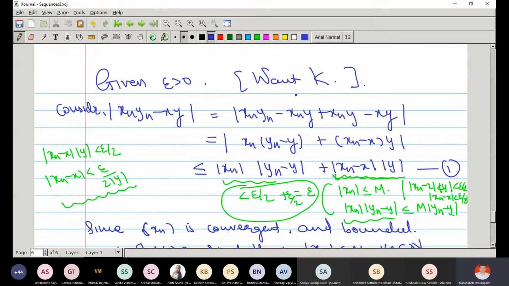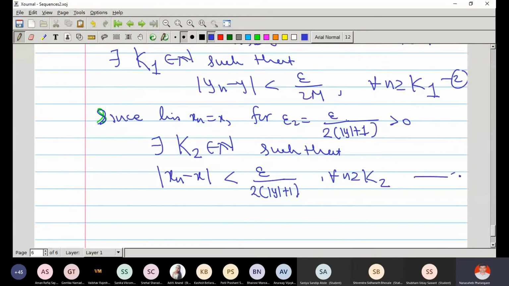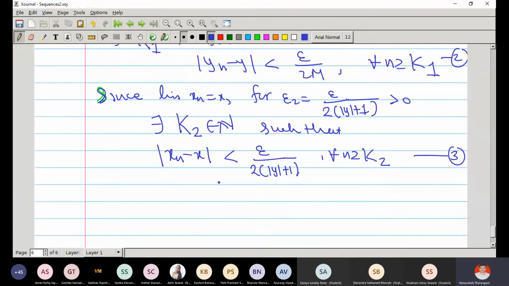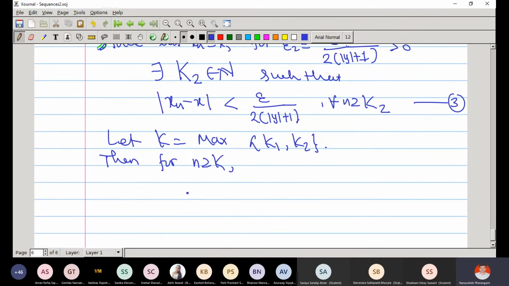Yes, sir. Okay, now what is k? So that this expression will be less than epsilon. What is k? k is maximum of k1 and k2. Right, very good. Because if you choose maximum of k1 and k2, then both things happen, second and third. Let us call it the third expression. So let k be equal to maximum of k1 and k2. Then for n greater equal k, let us see what happens.